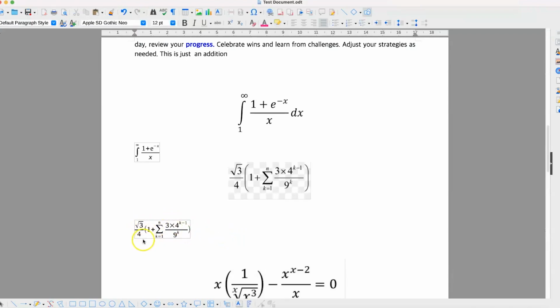You can see everything is complete. The square root of this into 1 plus summation of k from k equals 1 to n of 3 times 4 raised to the power k minus 1 divided by 9^k. I think this is very perfect and correct.